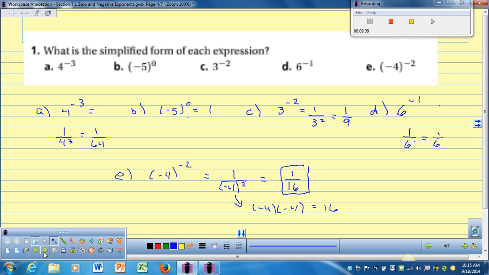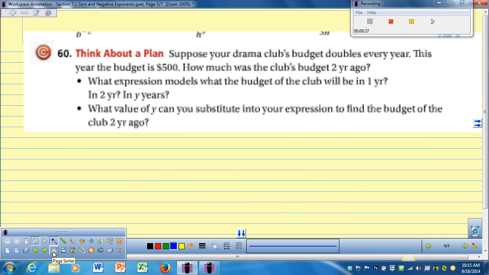All right, let's try another one. So, let's read this one. Suppose your drama club's budget doubles every year. This year the budget is $500. How much was the club's budget 2 years ago?